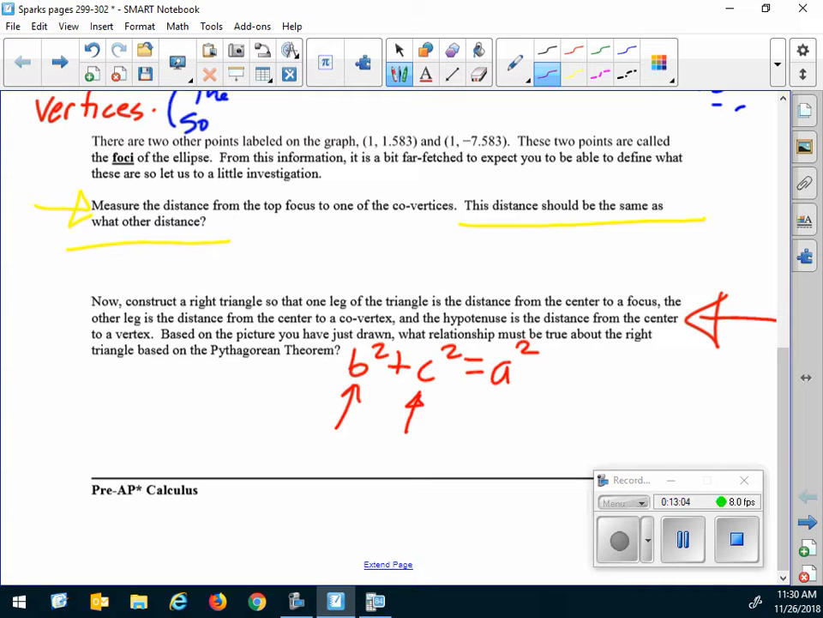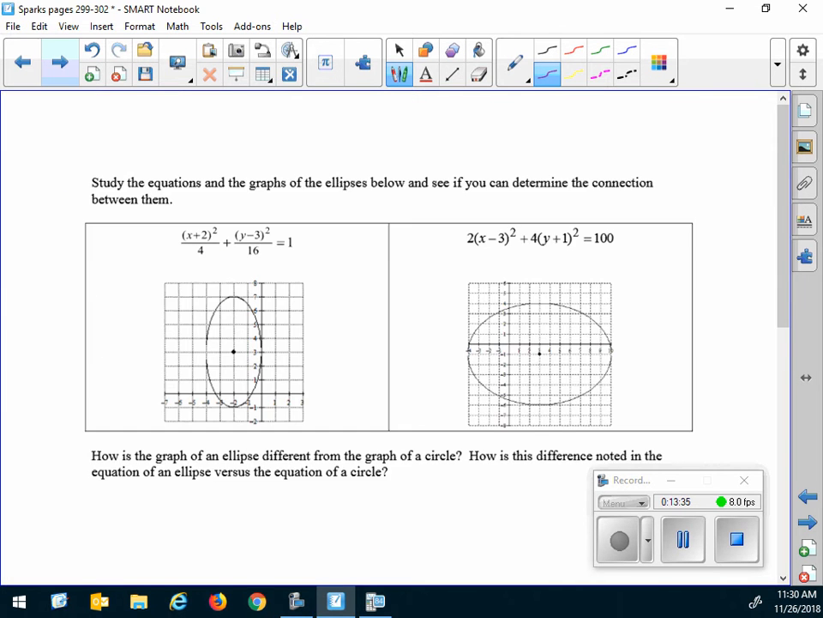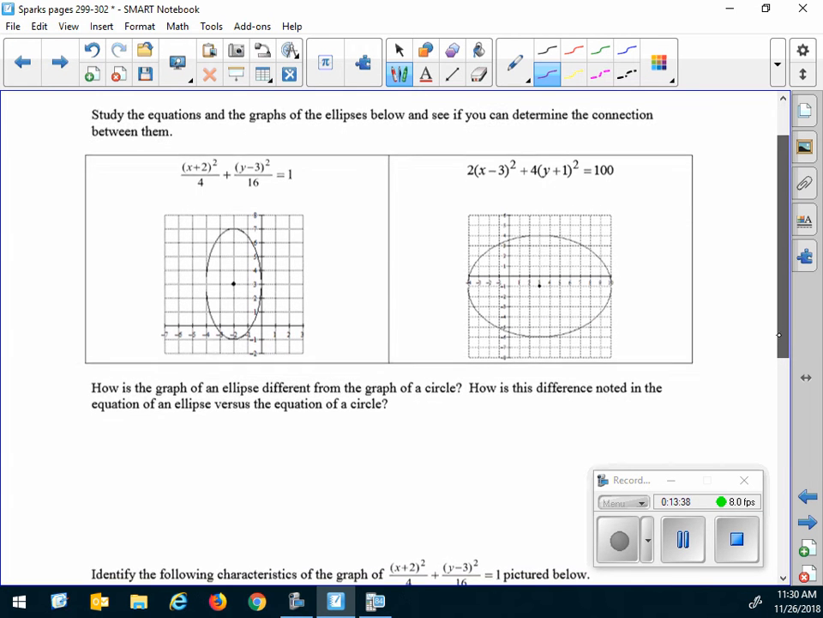So here's what you got to remember, and this is what I have to keep getting straight. A is the semi-major axis. Remember the major axis, the length is 2A. And what does semi mean? Half. So half of the major axis, that's A. Half of the minor axis is B. And then C is the distance from the center to a focus. Okay. Now, let's have a look.